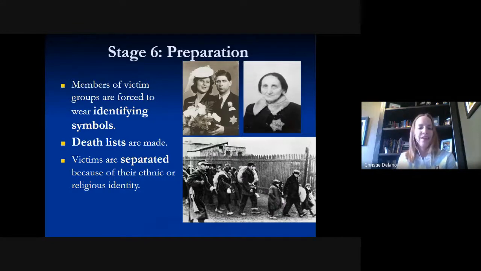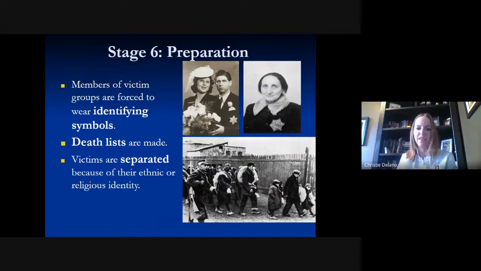Stage 6, this idea of preparation, right? And like I said, all of these events have to occur. Stages have to occur in order, some faster than others. And so you've got these identifying symbols that people are already wearing. And now in the case of Nazi Germany, you have death lists being made, identification of who the exact people are in the communities. And now there's a separation of groups.